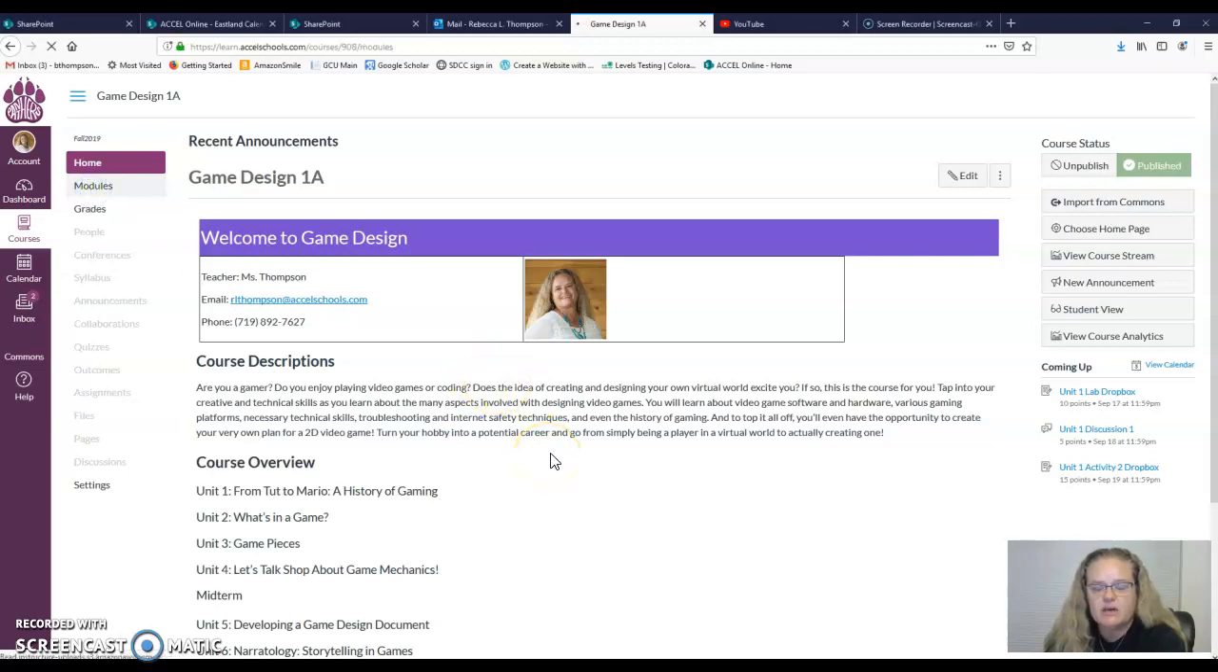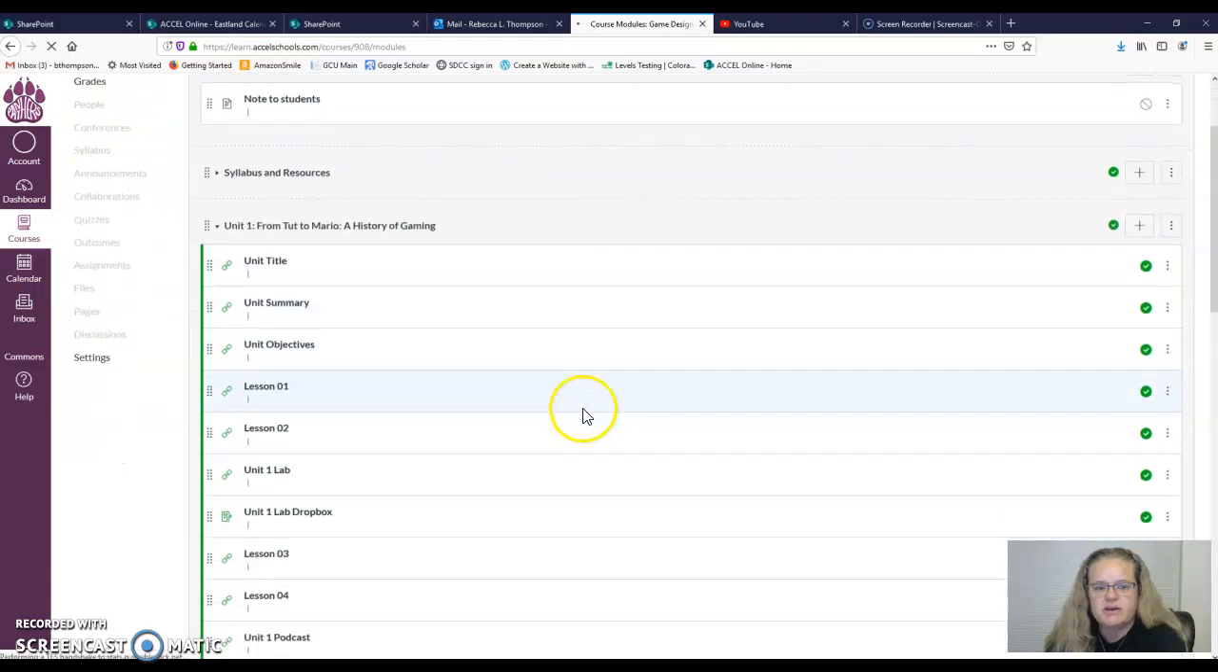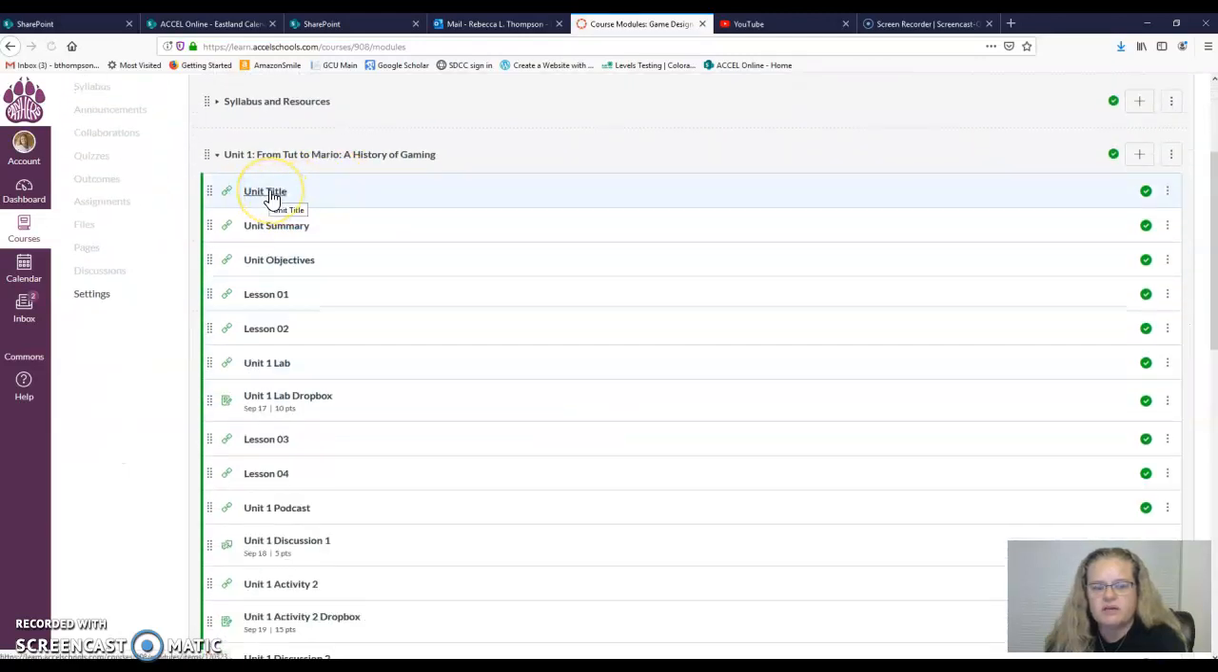And today you are going to go down here to Unit 1 and you're going to read the unit title, the unit summary, unit objectives, Lesson 1, Lesson 2, and your Unit 1 lab you're going to get started on.